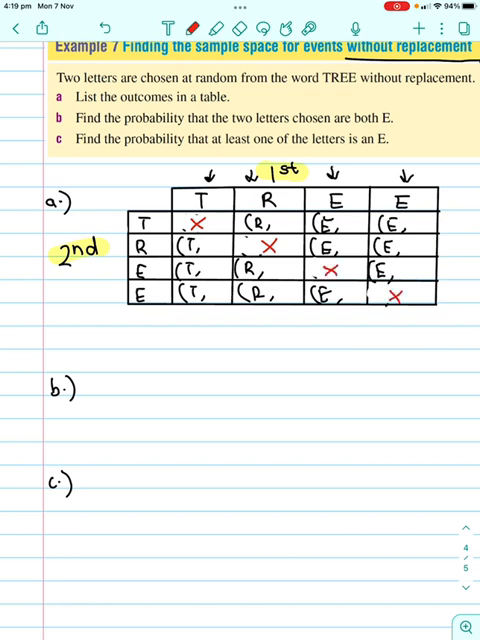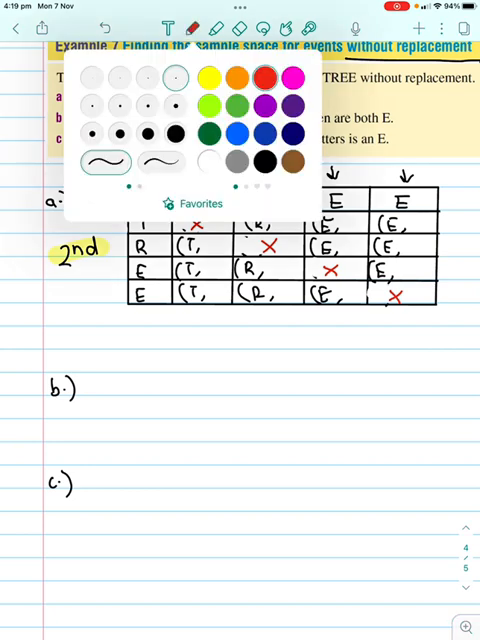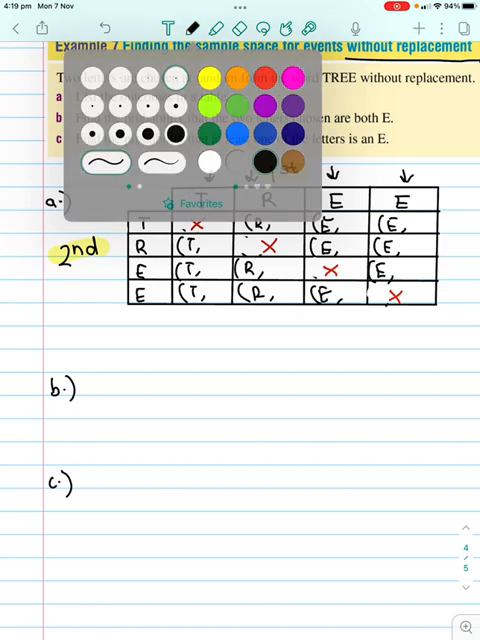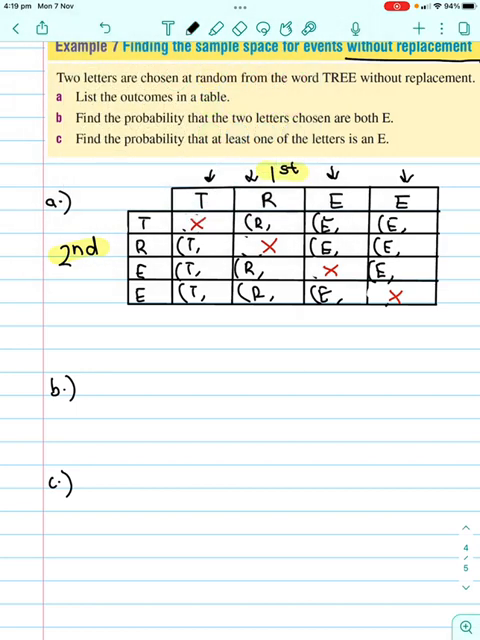It's okay if you've gone ahead and done them and then gone, oh, actually, that's not right. You can just rub it out and then put your cross in. If you've done it in pen, just put a cross on top of it. So it is important to always check if it's with or without replacement at the start.